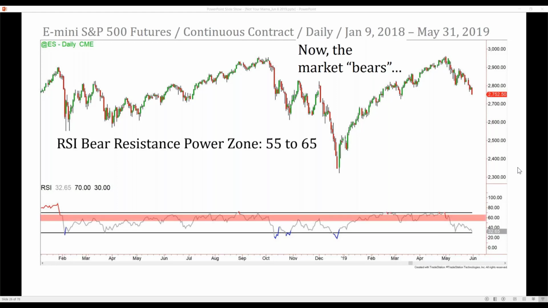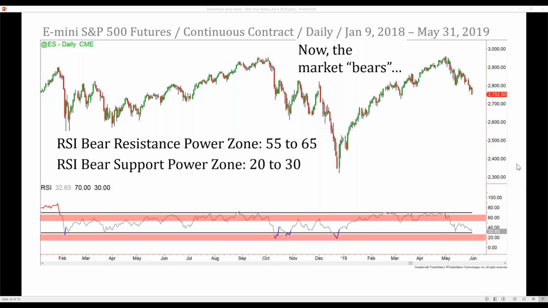The first of these is the bear resistance power zone. Just like the Chicago Bears, okay, in this field of the RSI from 0 to 100, we're expecting bear markets, downward markets, to start when RSI is 55 to 65, or find resistance and stop at the 55 to 65 level, not all the way up at 70. And when they start moving down, those bear markets generally are going to find support from 20 to 30.